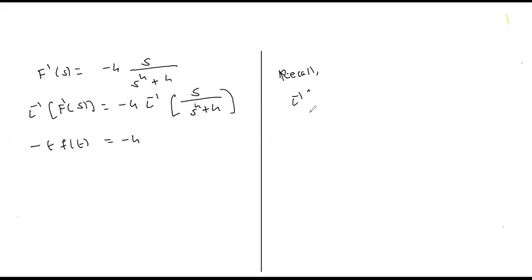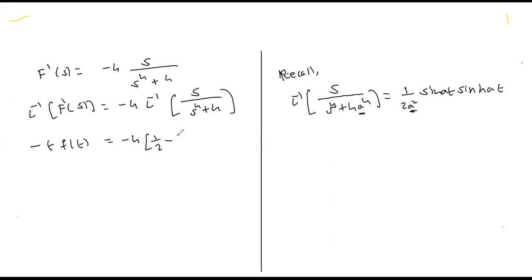Recall L inverse of s by s power 4 plus 4a power 4 is equal to 1 by 2a square sin at sinh at. So in our problem, a is equal to 1. Can you see that? So I can simply substitute this: 1 by 2 sin t sinh t.